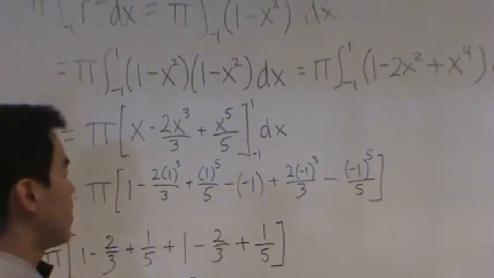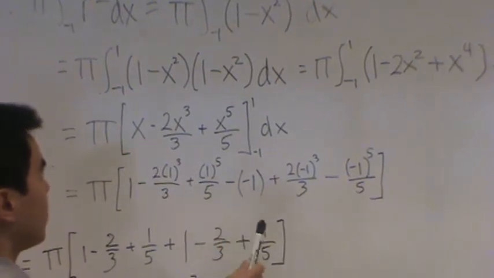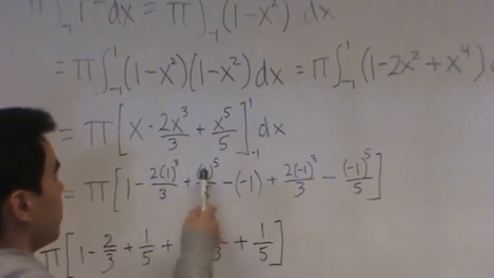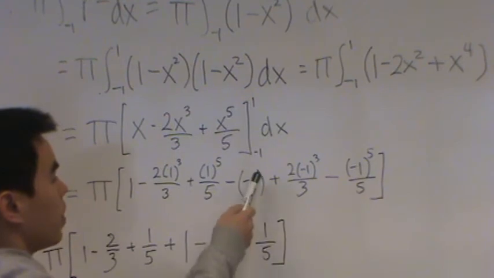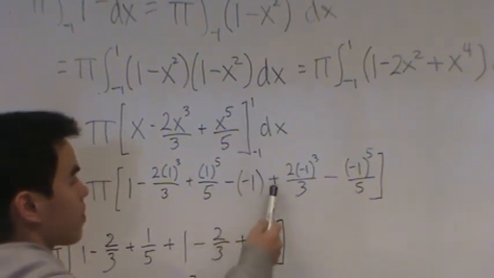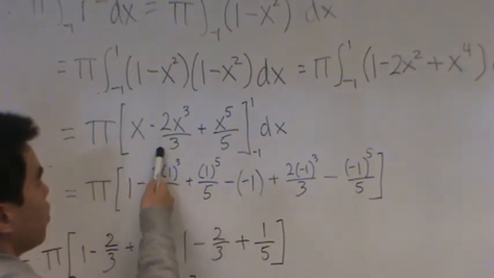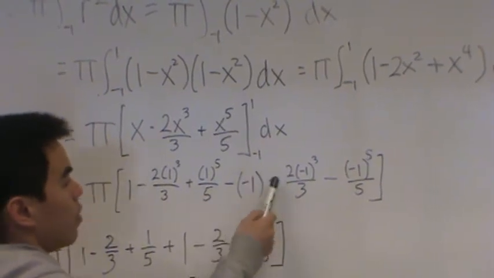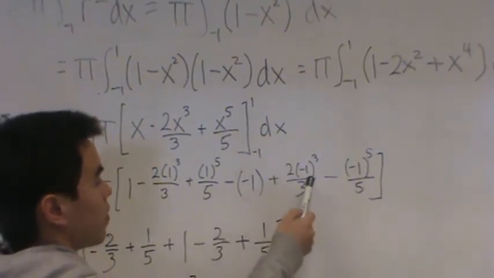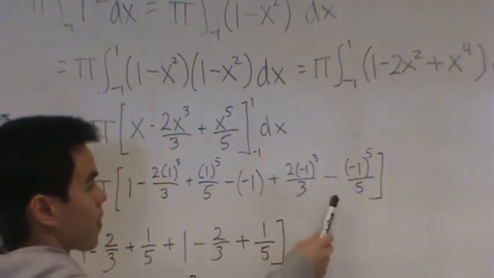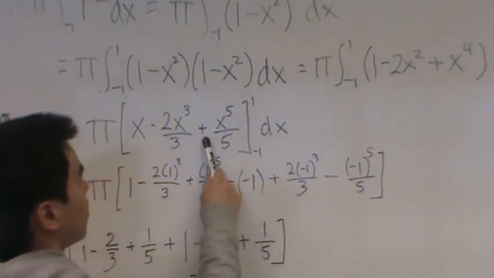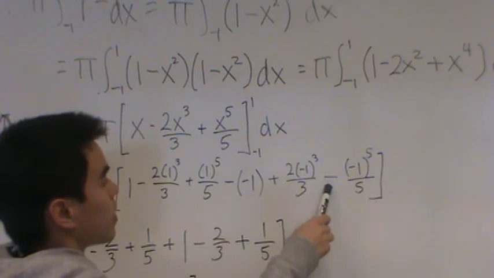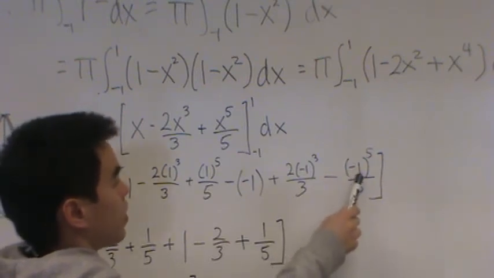Now, we're going to have to subtract this part of the function. So the x becomes a minus x, and then we plug in -1, and then the negative 2/3 x cubed becomes a positive, because a negative and a negative make a positive. Then we plug in the -1, so it becomes 2 times -1 cubed over 3, and then also subtracting the x to the 5th. A minus and a plus make a minus, so that's how we get that. And then we plug in -1 to the 5th over 5.